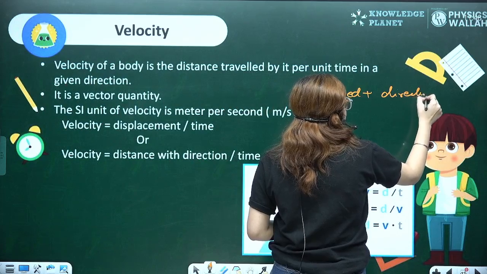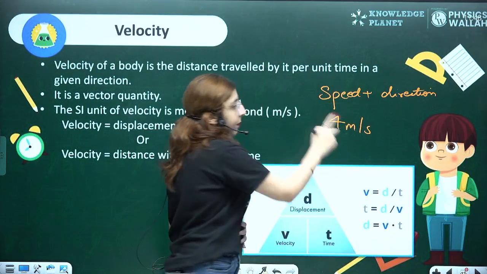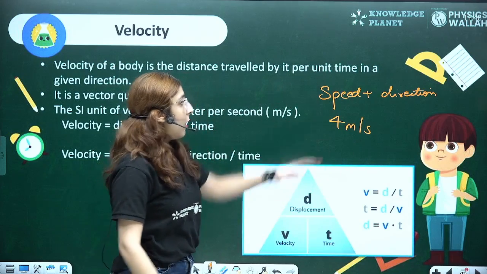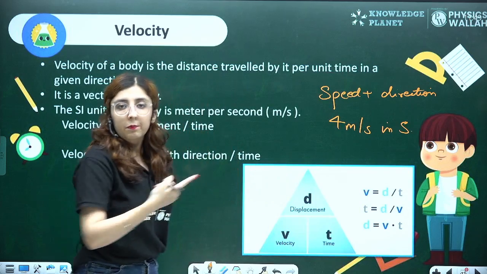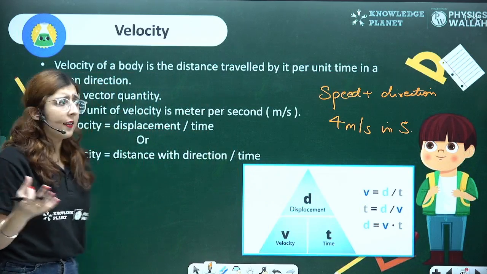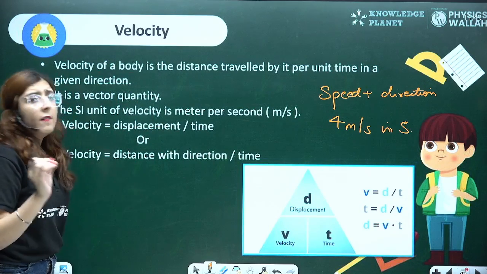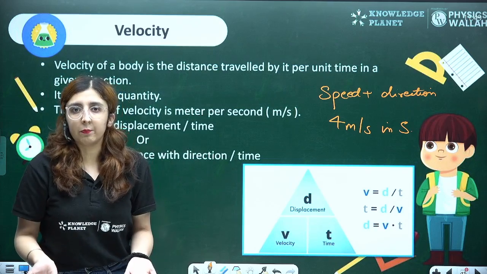See, I am saying 4 meters per second. Yeah, you are through that. Okay, ma'am, this is speed. But if I am saying 4 meters per second in south, that is velocity. Moreover, if you want to understand this, then you can certainly say that velocity is nothing but displacement by time. That is shortest distance by time.